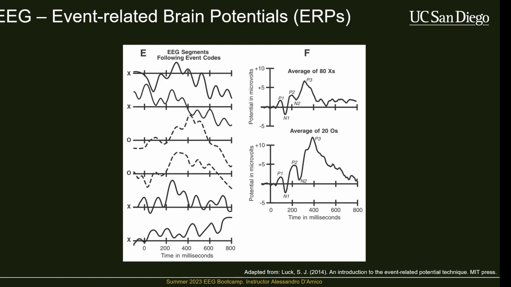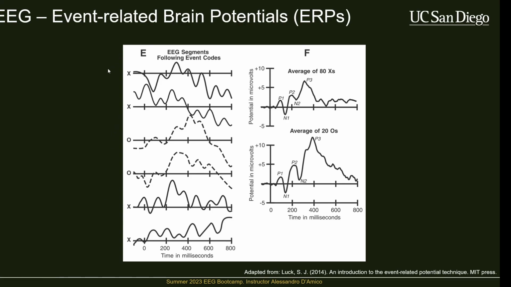And what this figure is showing is sort of the standard pipeline for how you would conduct an ERP type of analysis. Each one of these within subfigure E is an individual event, right? So this X is when one person saw an X once. This next one is when that person saw an X the second time. This O is when that person saw an O once, an O another time, X once, X another time. So these are all single trials, is what we call them.